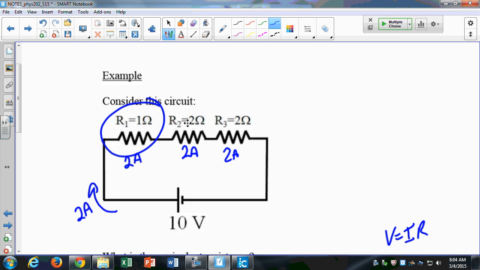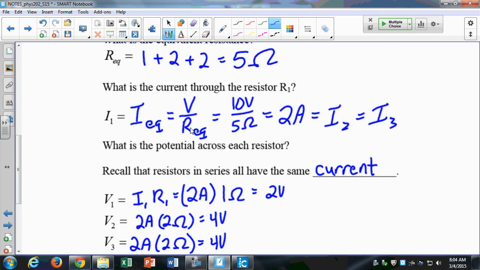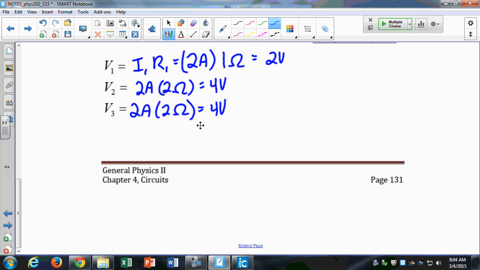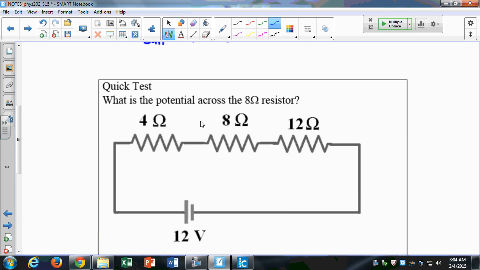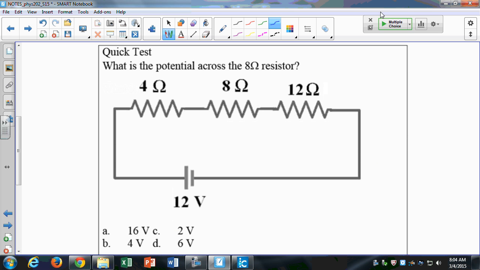Let's do parallel circuits. They're even simpler. Actually, let's do this quick test. What is the potential across the 8 ohm resistor here? Find the equivalent resistance, find the current, and then you can find the voltage across each of the resistors.